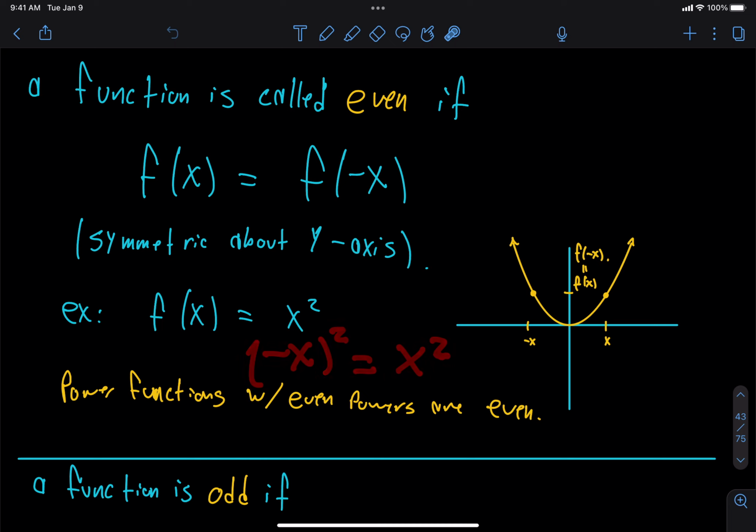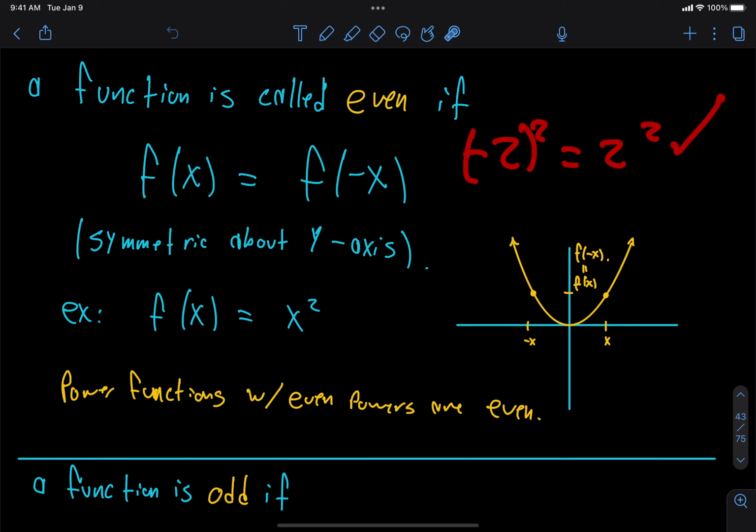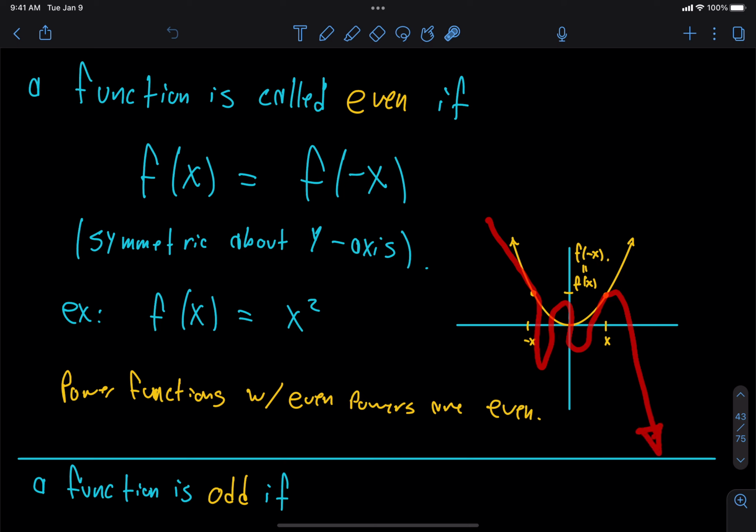But it's not enough to just say that, look, negative 2 squared equals 2 squared, done. That's not enough, because you could have a function for which that's true. You could have a function which looks something like this. This function goes through this point and this point, but it's definitely not symmetric. So just checking one point isn't enough. We have to check all of the points, which means we need to do this in generality.